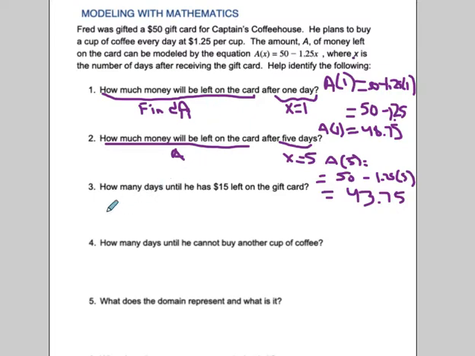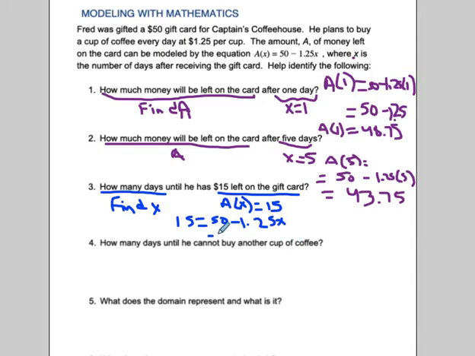Now the next two are going to be the backwards ones I was talking about in my earlier video, if you remember from a long time ago in class. How many days? Ooh, that's a different problem. That means we're trying to find x until he has $15 left on the card. That means A of x, that whole value for y, is 15. So in this case, you're solving for x, the number of days, when the amount A on the card is 15. Our setup is 15 substituted in for A of x, equal to 50 minus 1.25x.